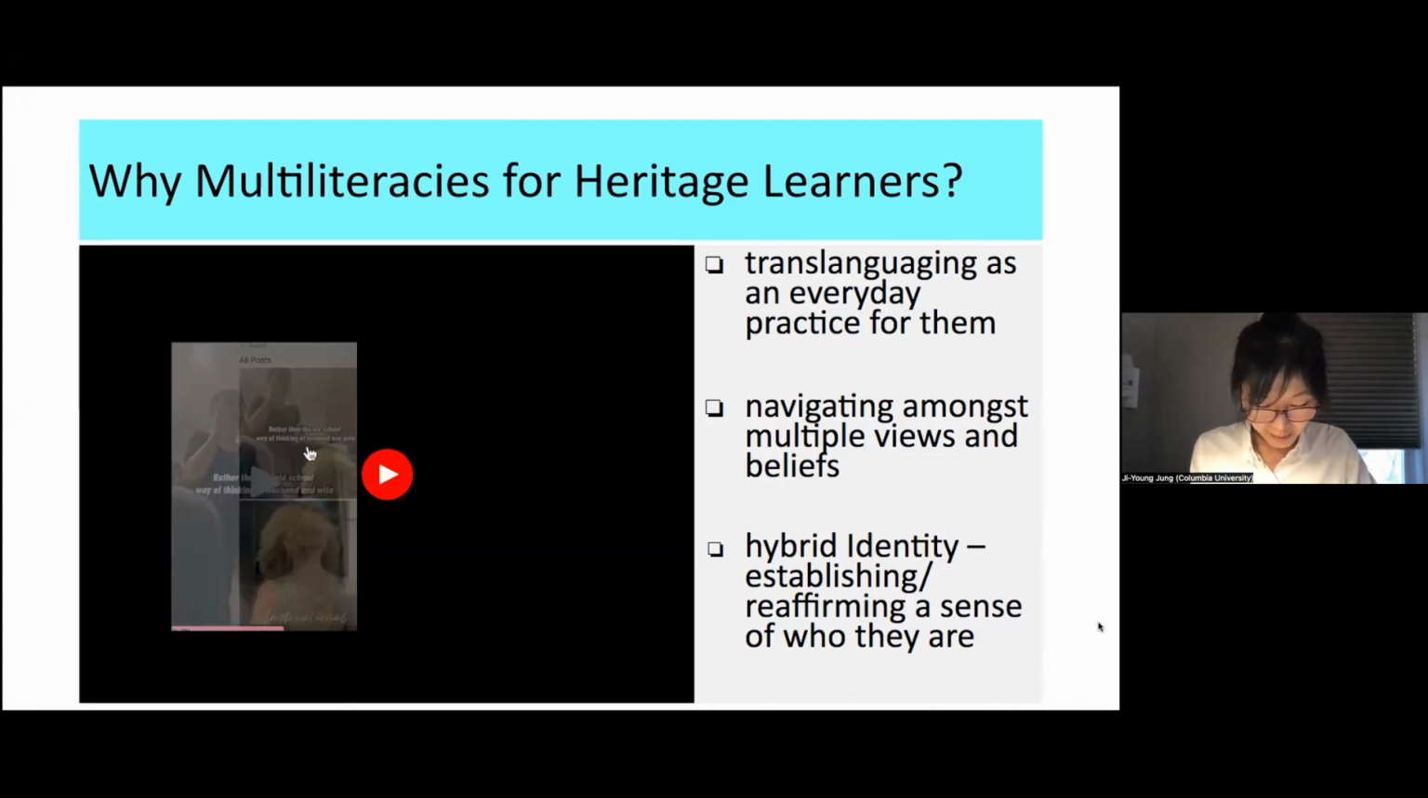And furthermore, we aimed to assist them in taking pride in their identity as Korean Americans and empowering them to become competent contributors in today's global society.